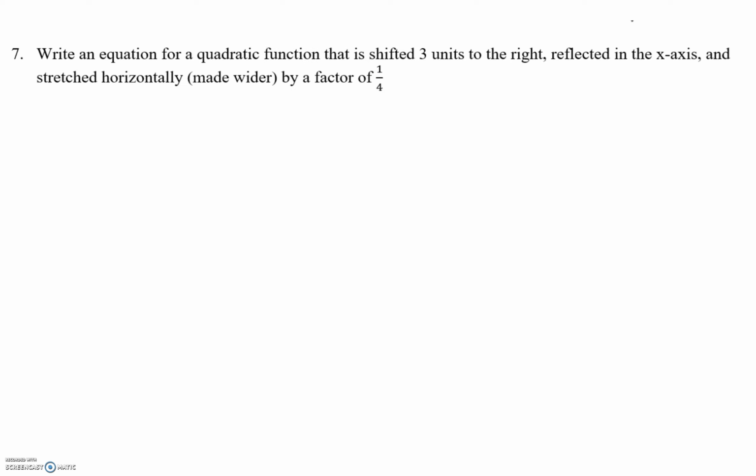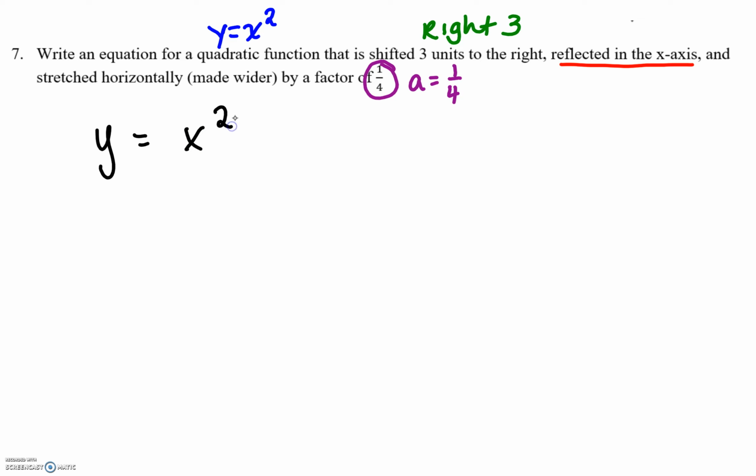For 7, write an equation for a quadratic function. So whenever I see quadratic, I'm thinking y equals x squared. This is saying shifted to the right 3, reflected over the x-axis, and stretched horizontally, which is just made wider, by a scale factor of 1/4. So my a term, that leading coefficient in front of my quadratic, would be a 1/4. So typically we have y equals x squared, right? But now my scale factor is 1/4.